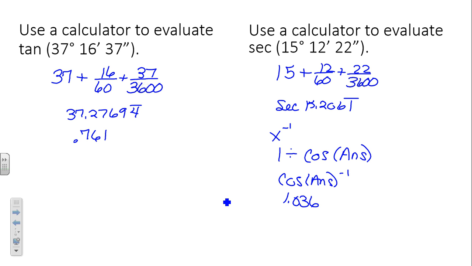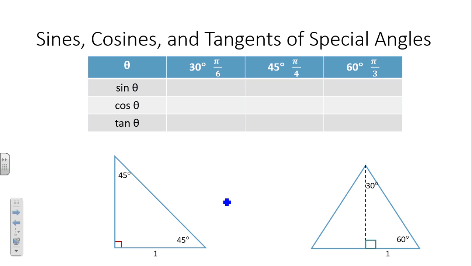Okay. All right. So now we need to talk about sines, cosines, and tangents of special angles. We have those special angles that occur all the time, in building, everywhere, architecture especially. And those are the 30, 45, and 60-degree angles.